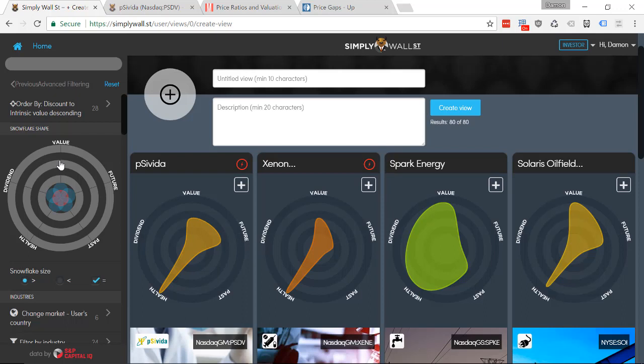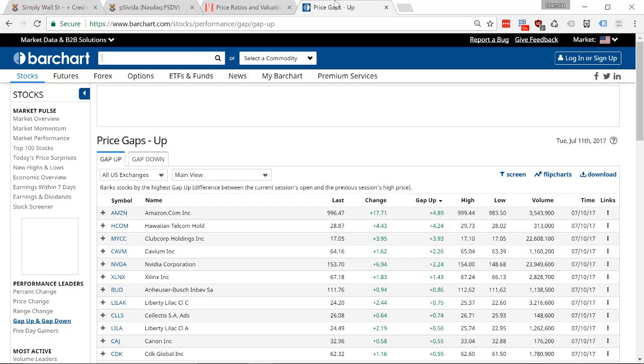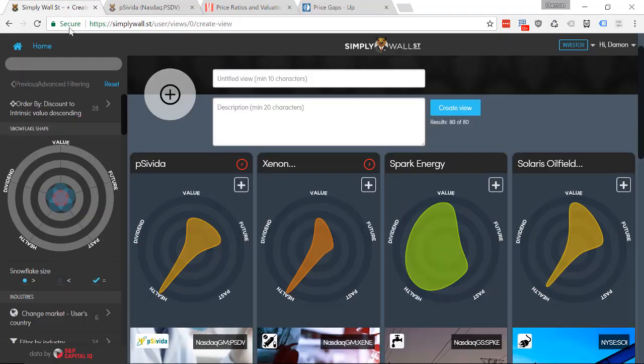If I'm doing a technical trade, of course, I'm going to be looking at the gaps and other technical aspects, so I'm going to go to bar charts. So it really depends on where my starting point is. If my starting point is I want something fundamentally sound, I'm going to be using Simply Wall Street.